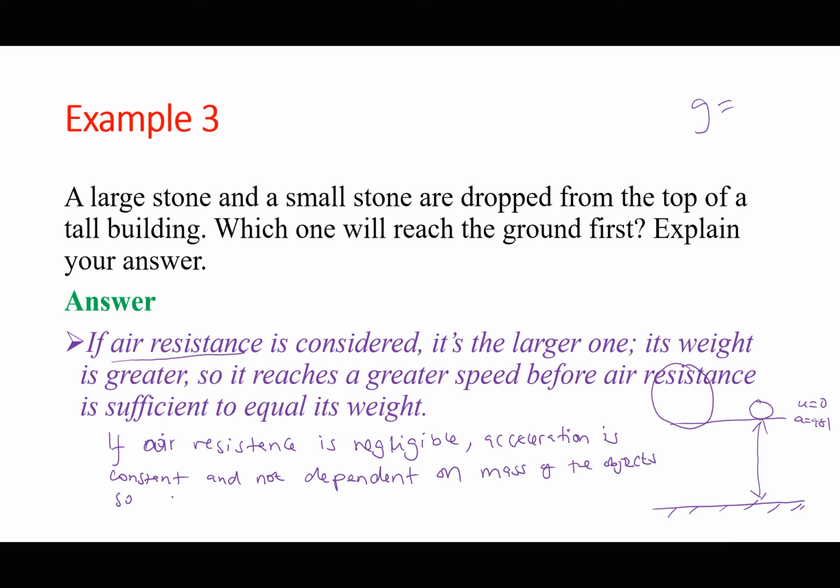So they reach at the same time. In case air resistance is negligible, then the acceleration due to gravity is going to be constant. It will not depend on their masses. Therefore, they will arrive at the same time. Okay.